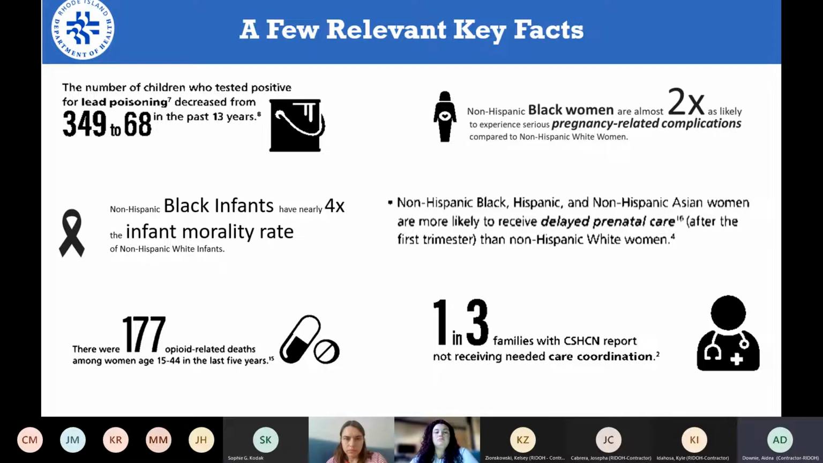As well as 1 in 3 families with children with special health care needs report not receiving needed care coordination. When you have a child with special health care needs, there are a lot of different things going on. They probably have multiple different providers, multiple different health interventions going on. So it's very hard to coordinate all of that as a parent. So having support is really important. Next slide, please.